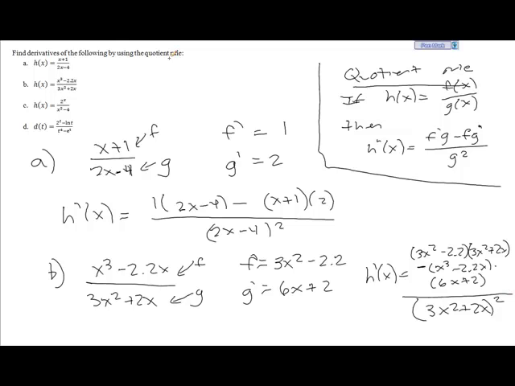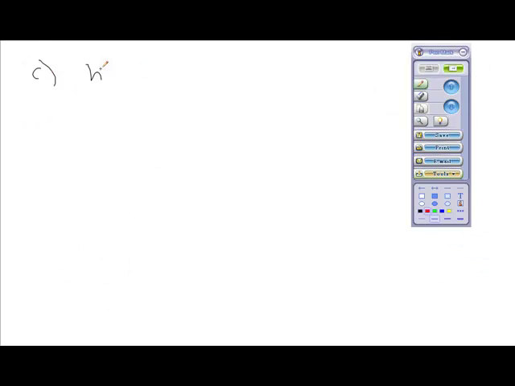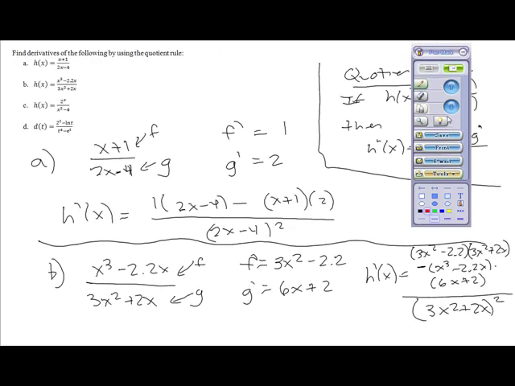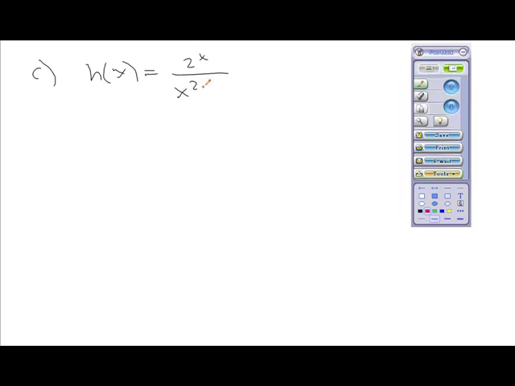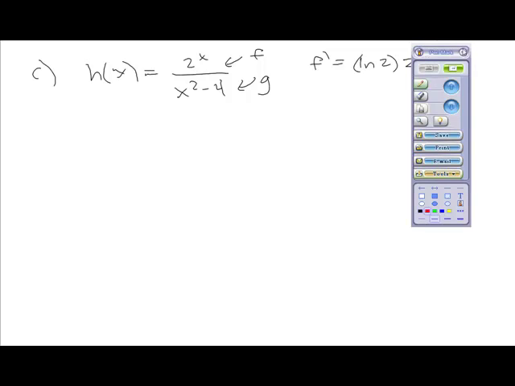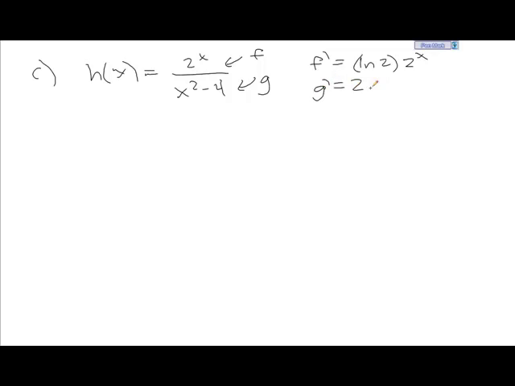So now we'll move on to letter C, which we'll do on the next page. So we have h of x equals 2 to the x divided by x squared minus 4. And so again, we'll identify our f of x, we'll identify our g of x, and now we'll find our f prime, which according to the exponential derivative rule is natural log of 2 times 2 to the x. And g prime is going to be just 2x.